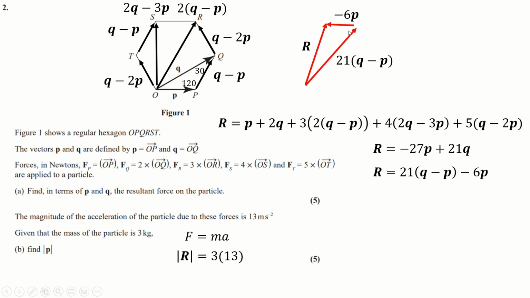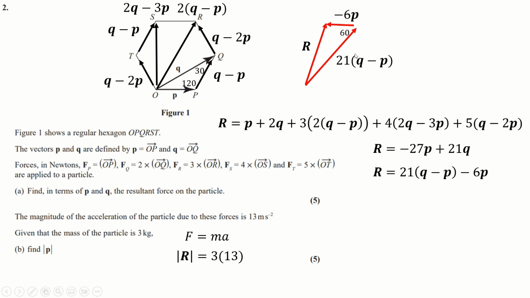This angle here, if you put the minus 6p this way, you've got 30 degrees and then another 30 degrees. It's just half of the 120 that's in this corner here. So that's the 60 degrees there. And now I think we can just do cosine rule to find r, or the modulus of r, because, again, this length is the same as that length.